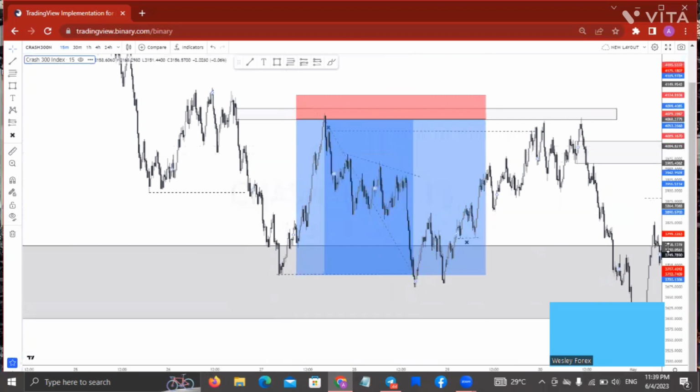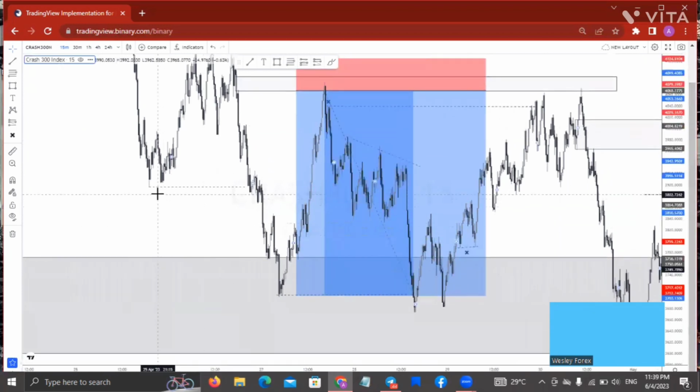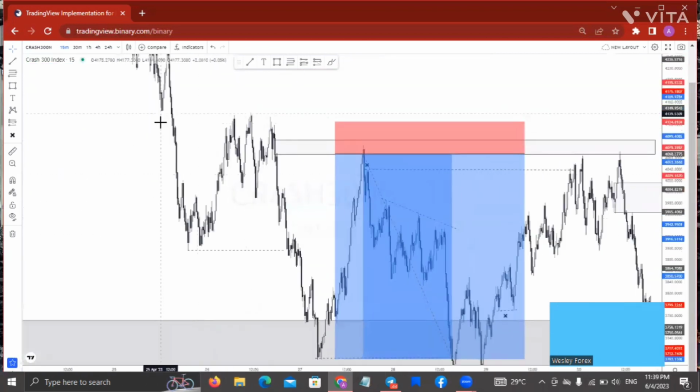Now, I'm going to explain the reason for the entry. We have a break of this low. Price came from a downtrend, and obviously we are looking to sell in a downtrend, like I said in previous videos.